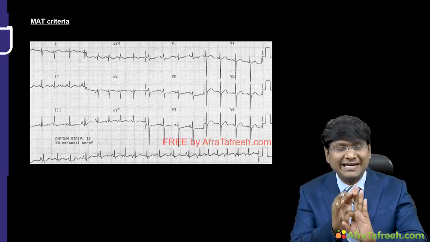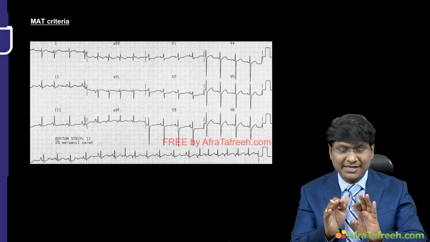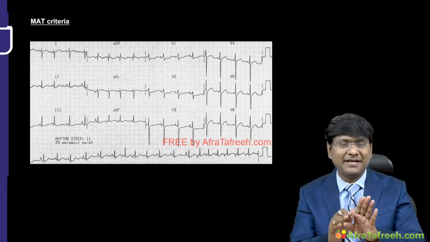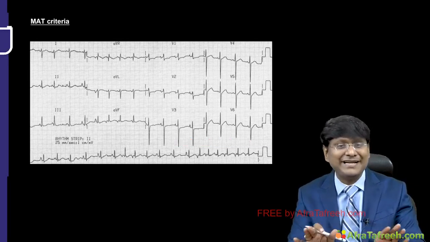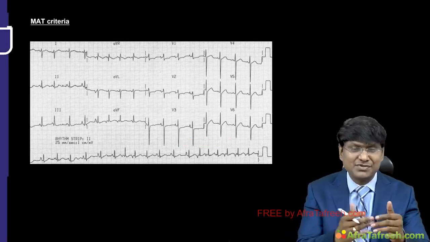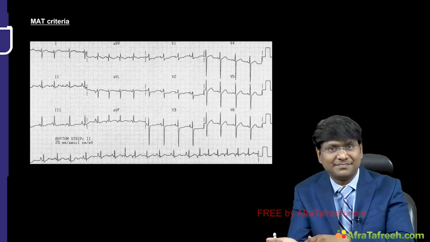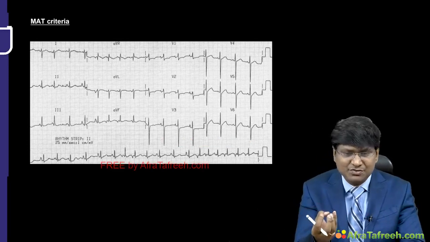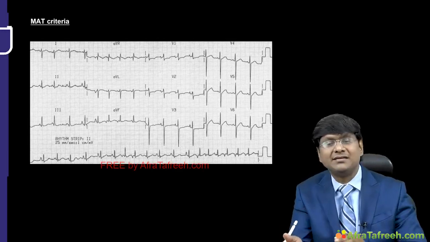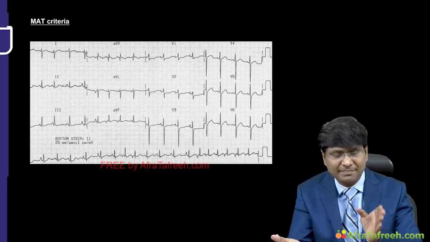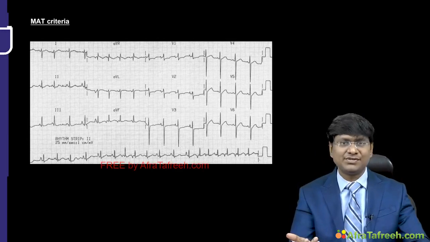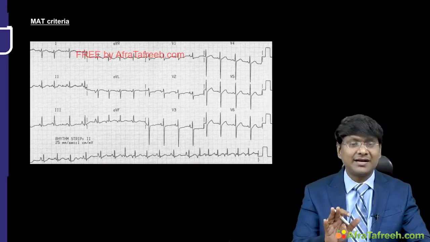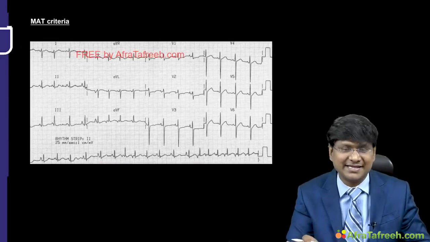More than or equal to 3 distinct P wave morphologies. Your PP interval, PR interval, RR interval will be completely variable. And some of the P waves are not even conducted. Which particular P waves are not conducted? The impulse which is weak may not get conducted into your ventricle itself. So the P wave is not followed by the QRS complex. So this is about the criteria of multifocal atrial tachycardia.